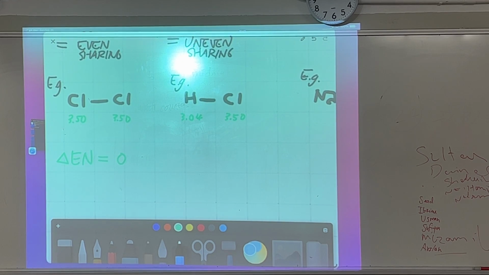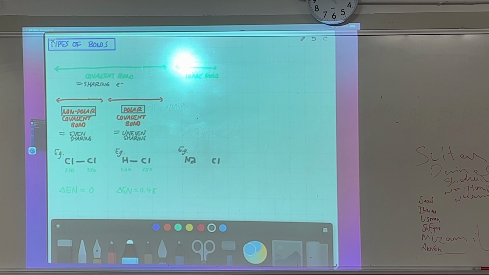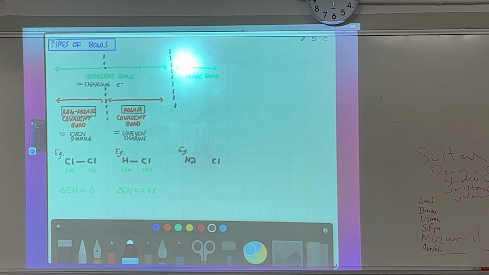3.5 minus 3.04 is 0.46. Yes, 0.46, which you see is smaller than 1.8. So you can draw the cutoff line here. This is the cutoff line. This is another cutoff line.